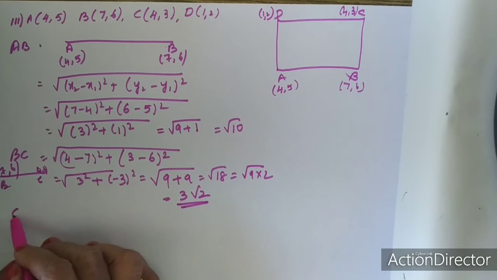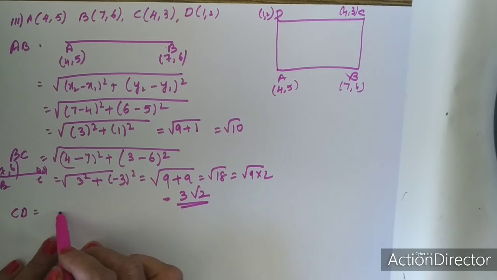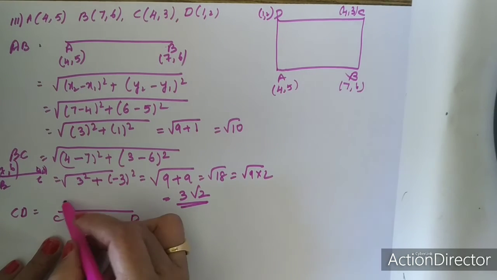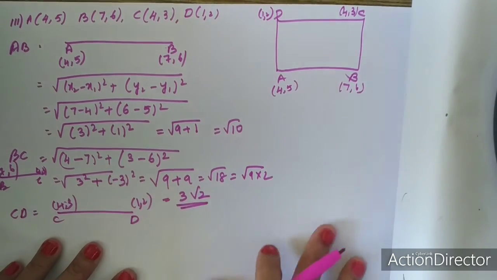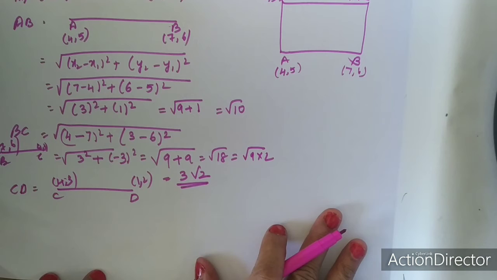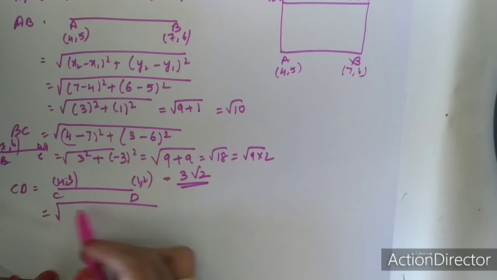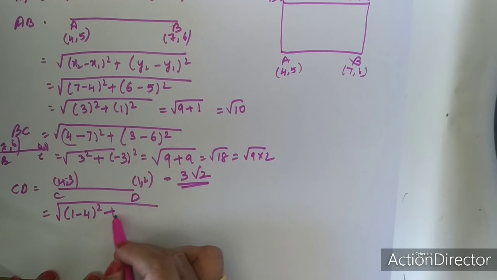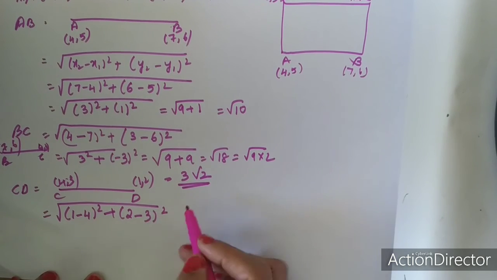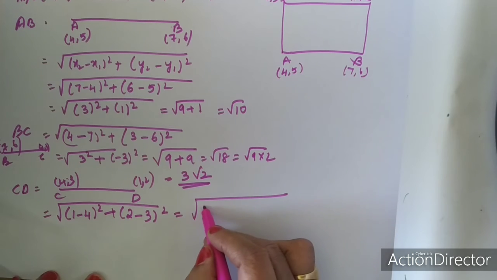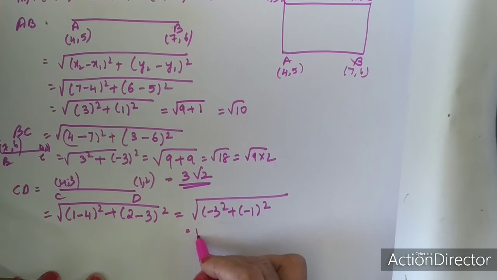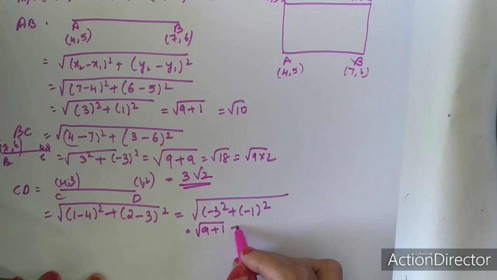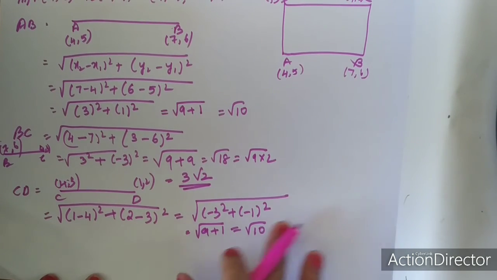So we will calculate CD now. CD, C is 4, 3 and D is 1, 2. So which is under root of 1 minus 4 whole square plus 2 minus 3 whole square, which is equal to minus 3 whole square plus minus 1 whole square, which is equal to 9 plus 1, which is also equal to root 10.